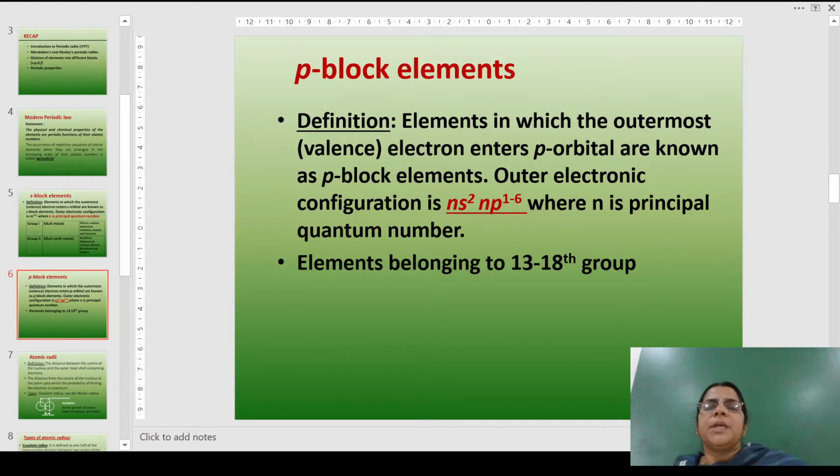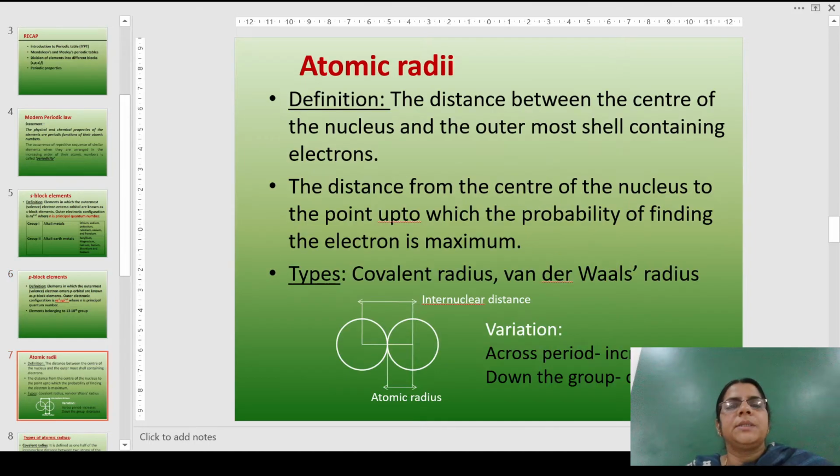P block elements are those elements in which the outermost or valence electrons enter the p orbital. The outer electronic configuration is ns2 np1 to 6, where n is the principal quantum number. The groups 13 to 18, including all others, belong to this particular p block elements.